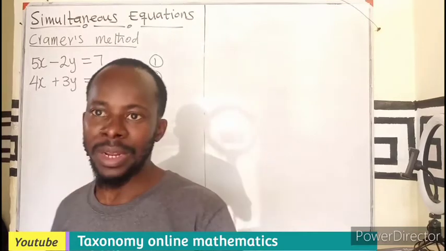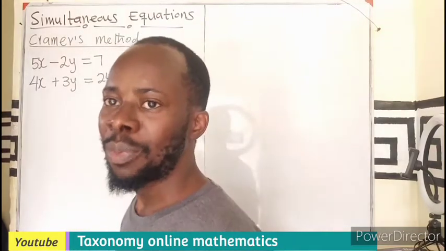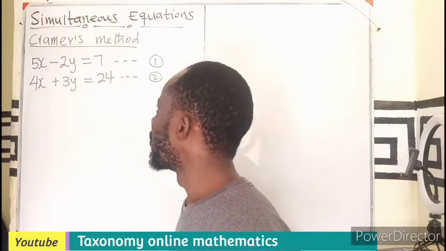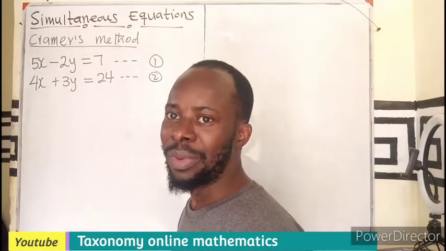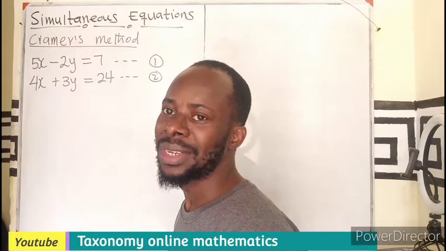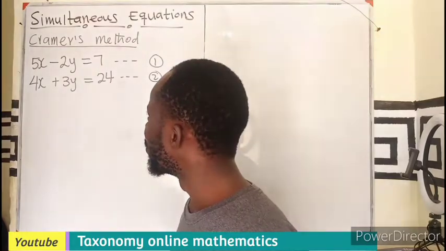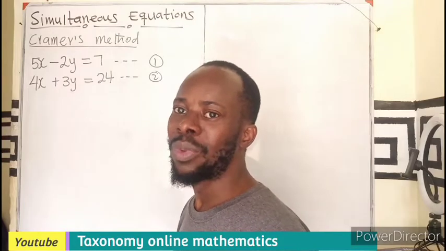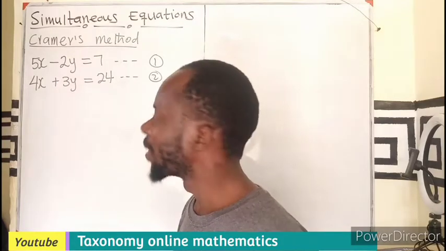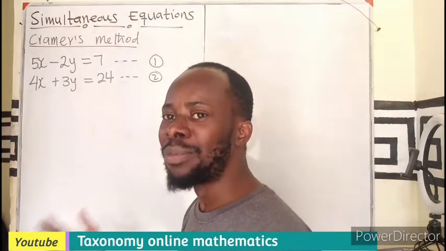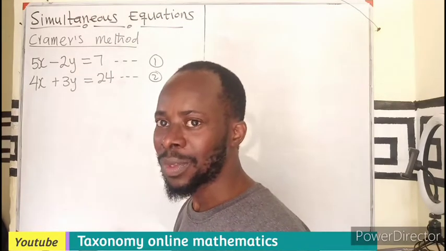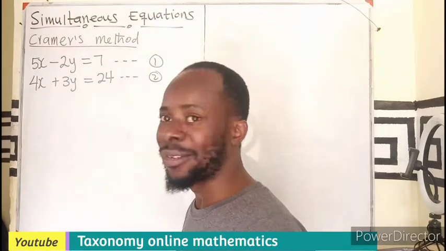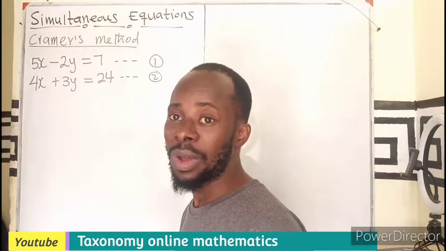We are still on the topic simultaneous equation. We dealt with the elimination, substitution. Now we want to look at the Cramer's method of solving simultaneous equation. Now don't forget, this method is borrowed from matrices. So we need to have a review of some of the terms.